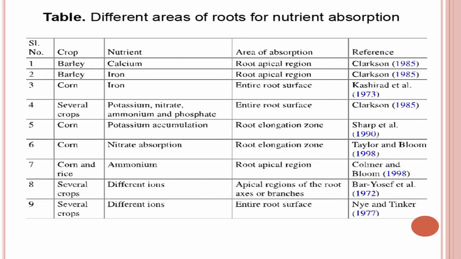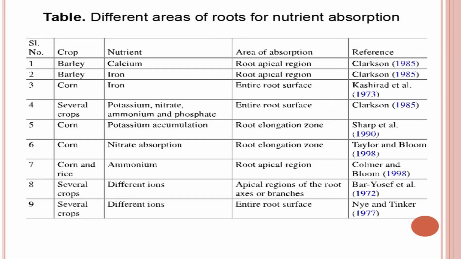Now, this is very interesting data or table. It shows different areas of root for nutrient absorption. What part of the root is important for which nutrient uptake? In the first column you have the crop, then the name of the nutrient, then the area of absorption, then the reference, meaning this work has been done or quoted by these references.